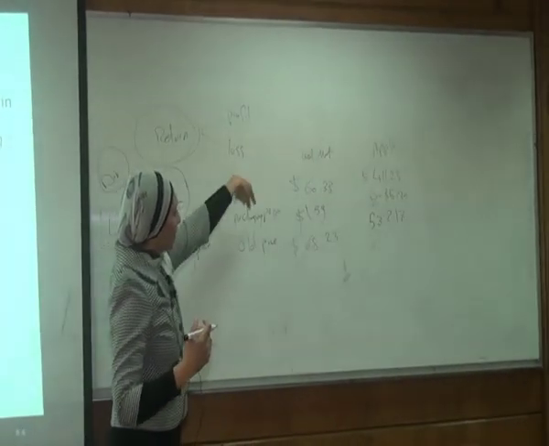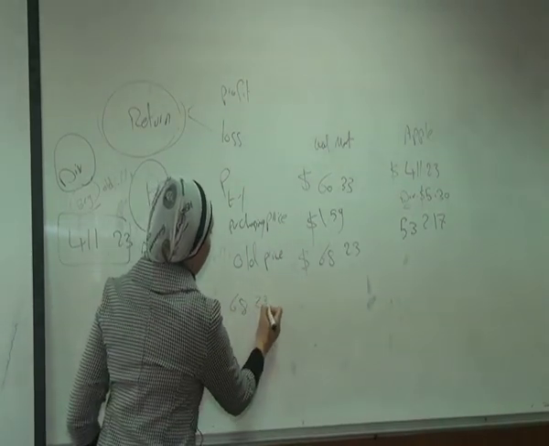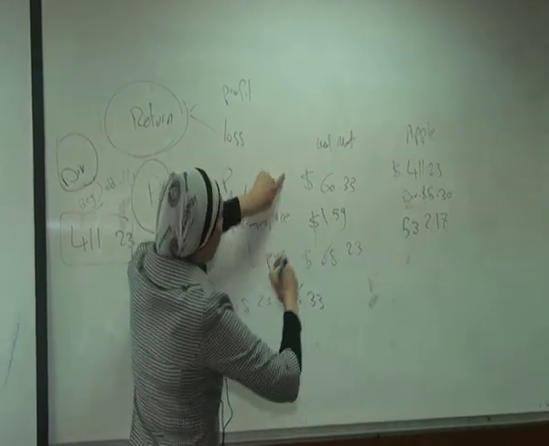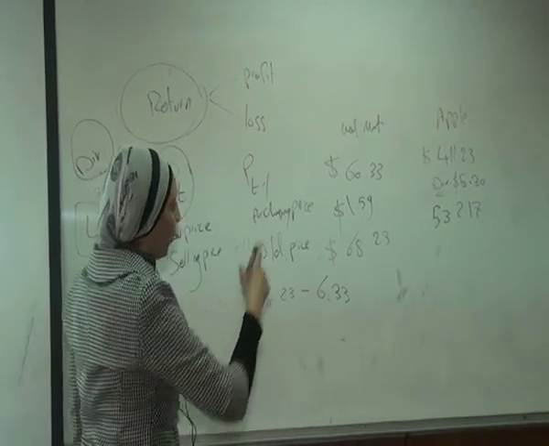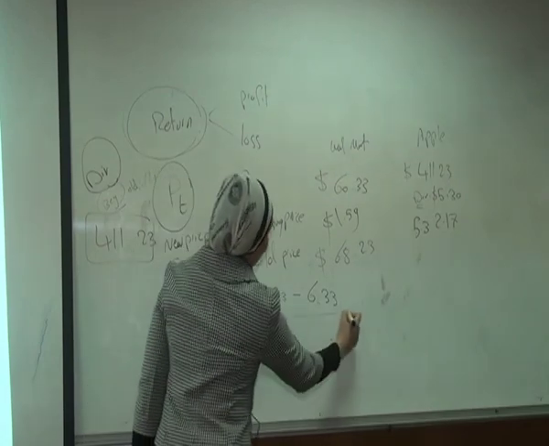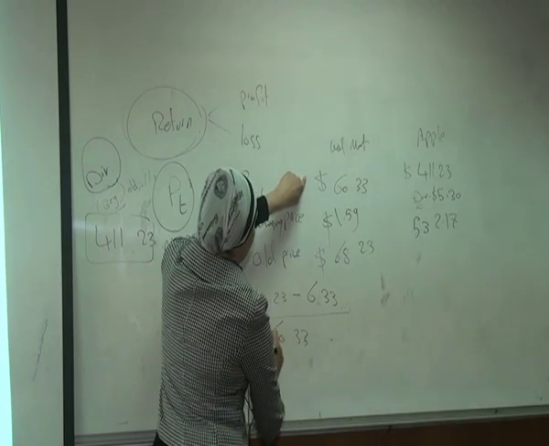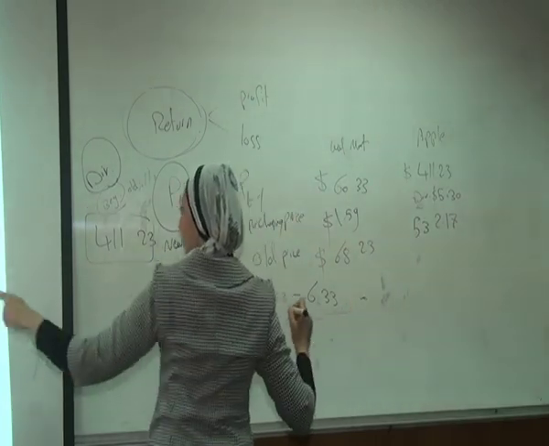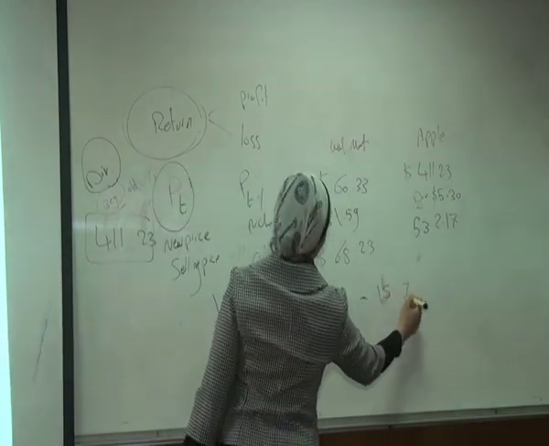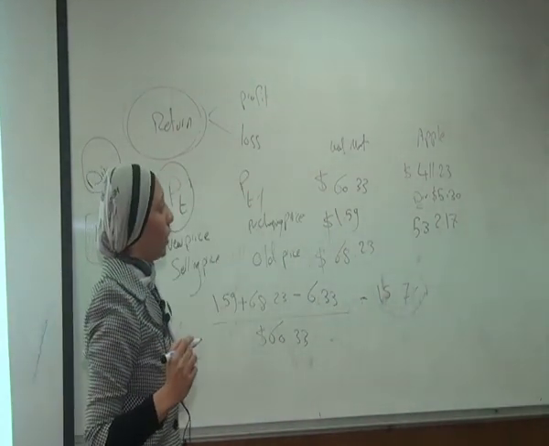Regarding Walmart, the ending price is 68.23. The beginning price was 60.33. Walmart distributed dividends of 1.59, so this is the dividends. I will add it here. All of that divided by the old price, which is $60.33. So here, regarding Walmart, the return was 15.7%. This is the return achieved for investing in the Walmart stock.